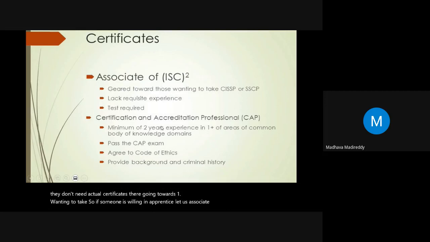Then there is the Certification and Accreditation Professional, CAP. These require about 2 years of experience, with 1 year in the common area of knowledge domains. Basically 1 year in some of the common domains, and then 2 years in the particular domain that you want. So the CAP exam has to be passed, and they need to agree to the code of conduct. And usually when companies hire these kind of people, they do an intensive criminal history check. Does he have a history of hacking, has he done any shady things of that sort?